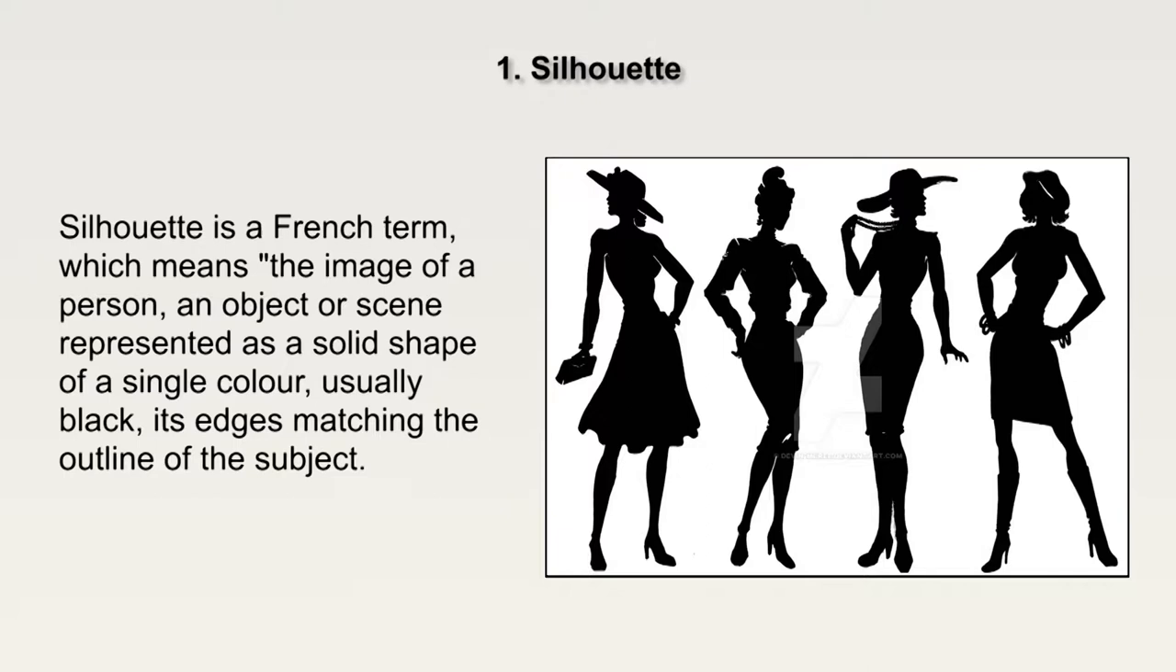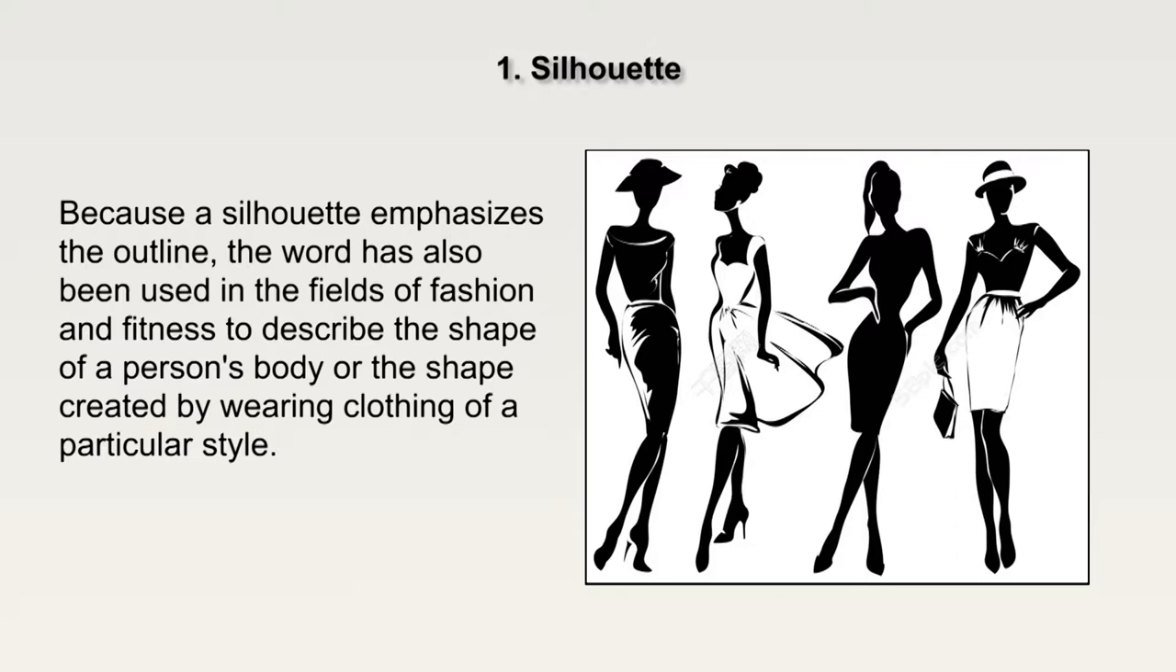Silhouette is a French term which means the image of a person, an object, or scene represented as a solid shape of a single color, usually black, its edges matching the outlines of the subject. Because a silhouette emphasizes the outline, the word has also been used in the field of fashion and fitness to describe the shape of a person's body or the shape created by wearing clothing of a particular style.